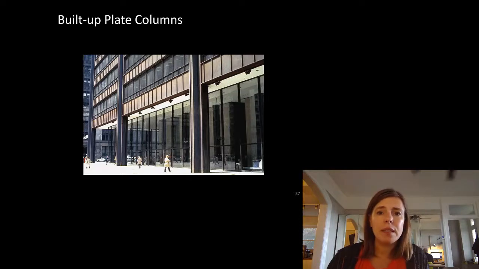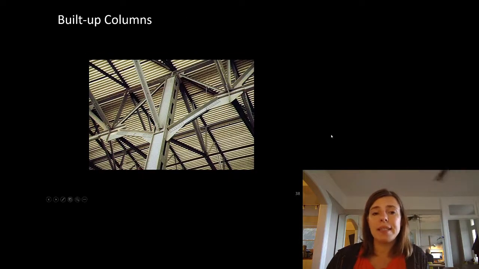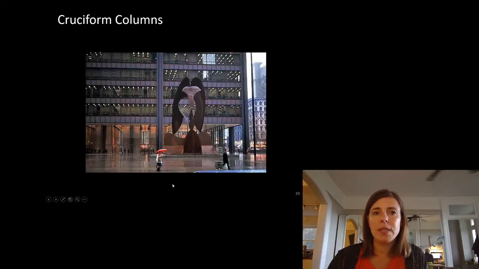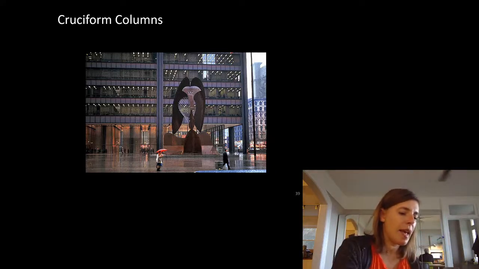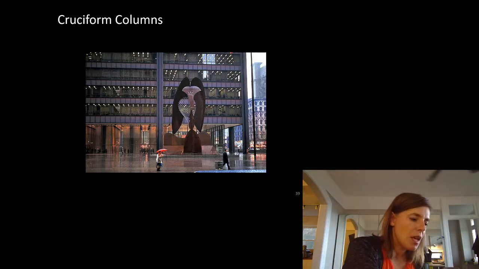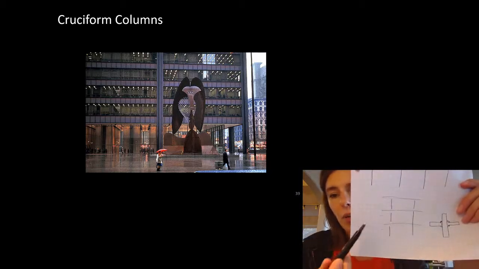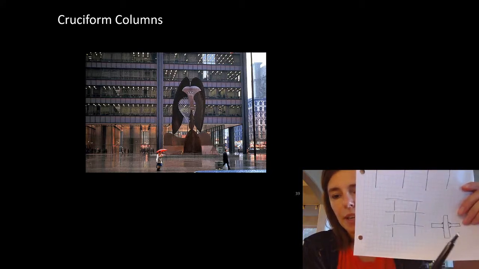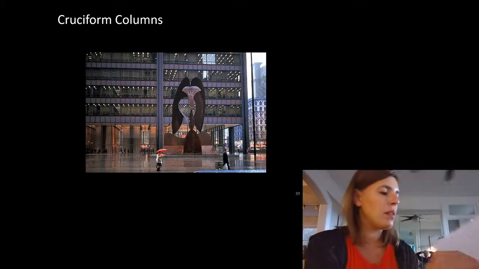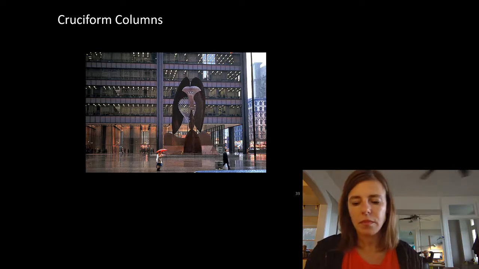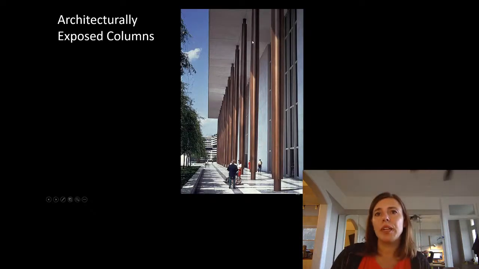Built-up plate columns. Again, this is that same kooky detail, but for built-up columns. Cruciform columns, where we kind of have crossing pieces. Those are really popular. But what they are is they have to be three separate pieces. So often we have our middle piece and then two side pieces that get welded onto it. Architecturally exposed columns.